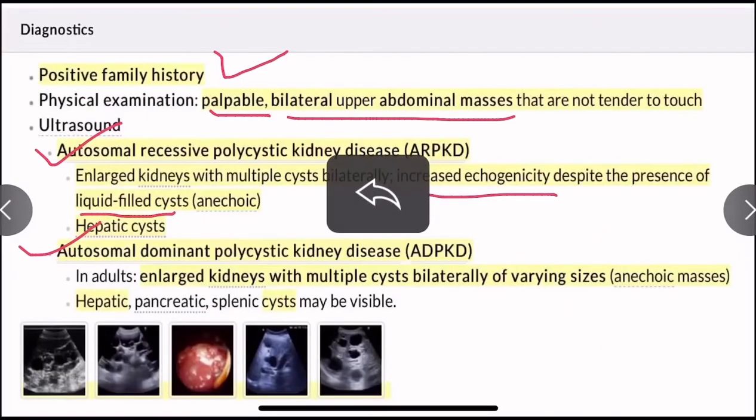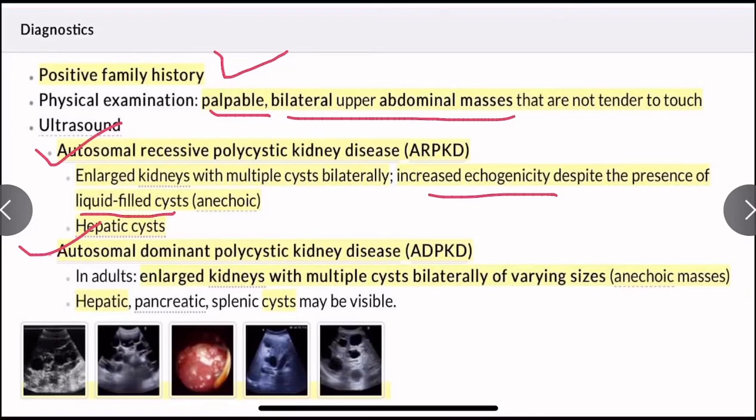So that is the reason. And hepatic cysts will be there in autosomal recessive polycystic kidney disease. Just hepatic cysts, not pancreatic cysts, not splenic cysts, not other cysts, because it is an early onset disease and the patient usually dies because of this.